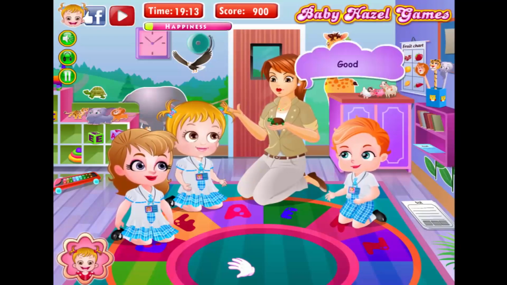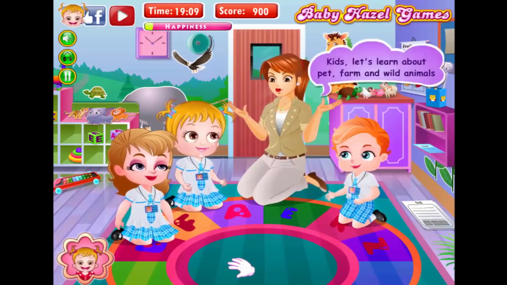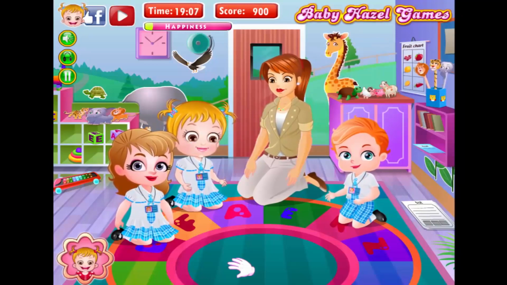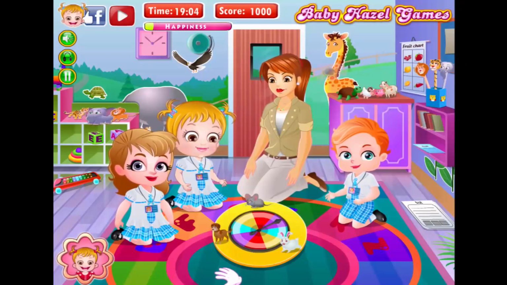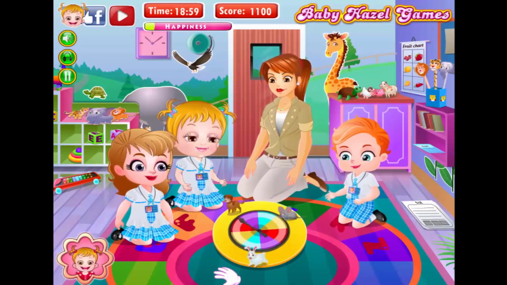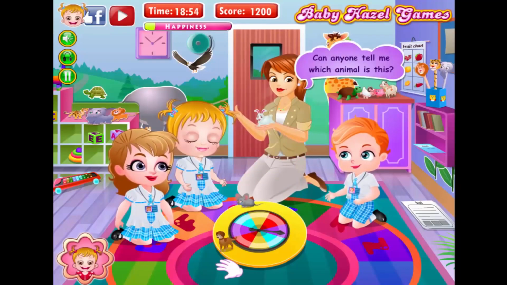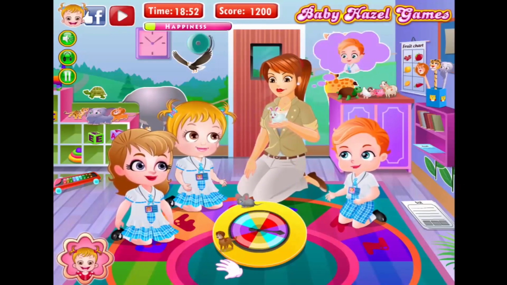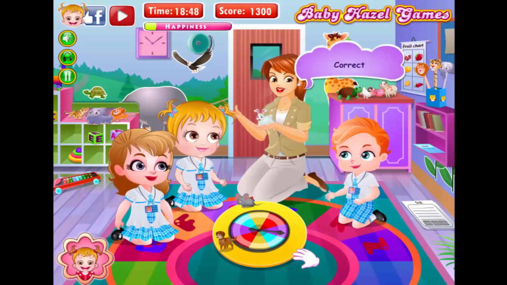Turtle. Good. Okay, kids. Pet animals live in the house. Which animal is this? Rabbit. Correct.